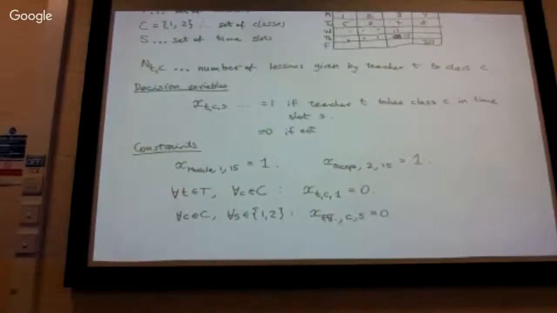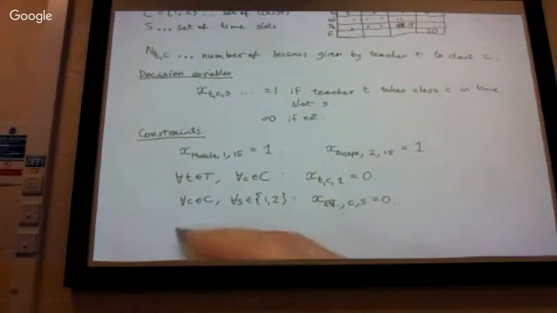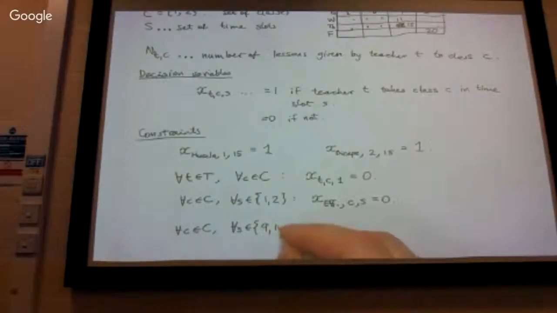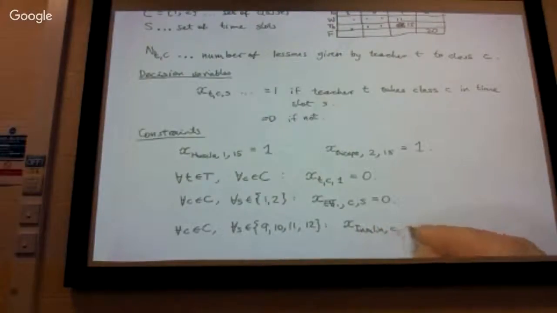And then there's another one which says that insulin does not work on Wednesday. Okay, so no class, no time slot. What are the Wednesday time slots? They go from 9 to 12. So 9, 10, 11, and 12. No class, none of these time slots can be 1.